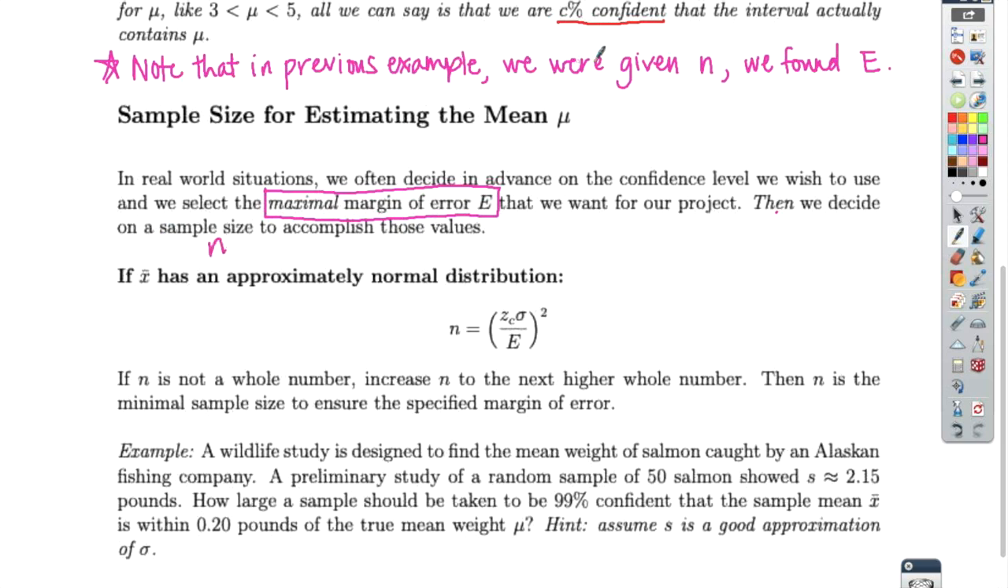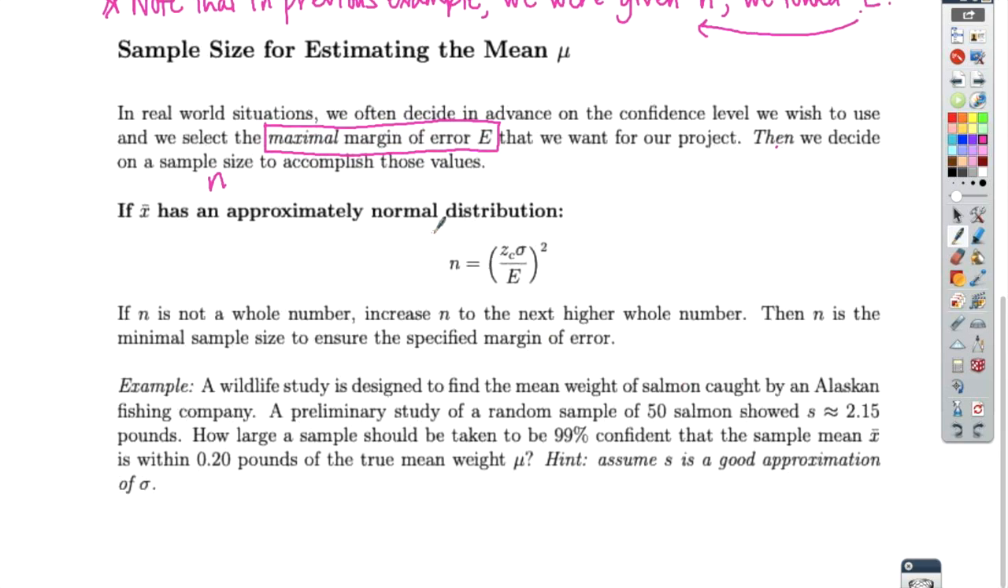So in the last example, we were given n and then we found E, but there's actually another way that we can go backwards from this. We can start with E, the error, and then we can find n. And to do that, we use this formula, which is a rearrangement of a formula that we already used. And again, this is in your formula packet in the Chapter 8 section. So we'll plug in our critical value, we'll plug in our standard deviation, we'll plug in the error that we're willing to tolerate, and then we'll take that entire quantity and square it.